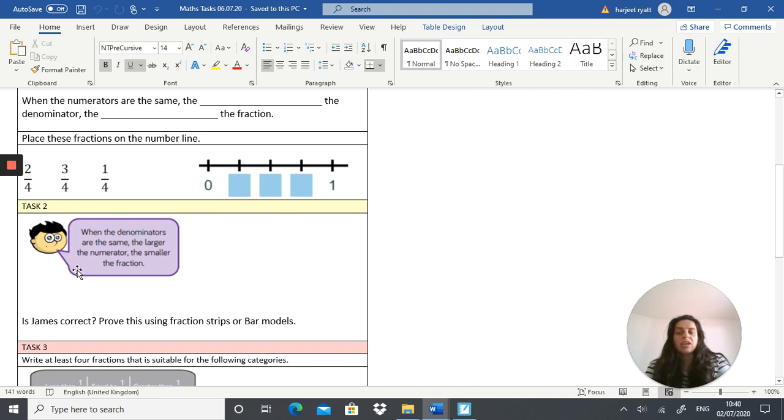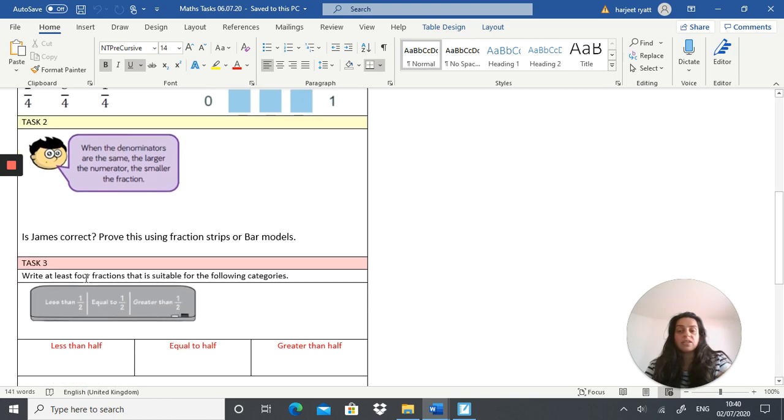And task 2, James says when the denominators are the same, the larger the numerator, the smaller the fraction. Is he correct or is he incorrect? And what I want you to do is use your fraction strips to prove your answer. To give me an example when you tell me what the answer is.